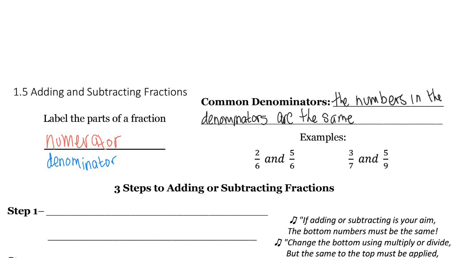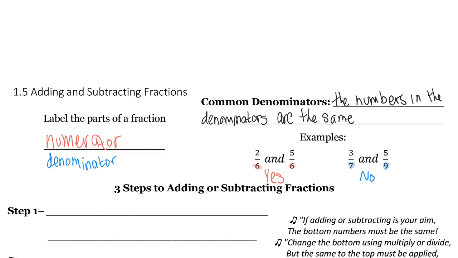So looking at these examples, are there common denominators in this problem? Yes, right? They're both 6. So yes, we don't need to do anything to those ones. Are there common denominators over here? Hopefully you're saying no. So what would a common denominator be between these two numbers? How can we get them to be the same number?